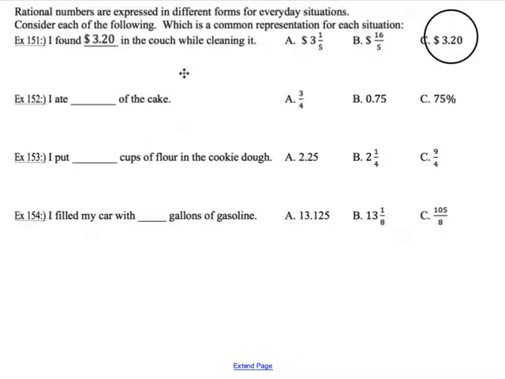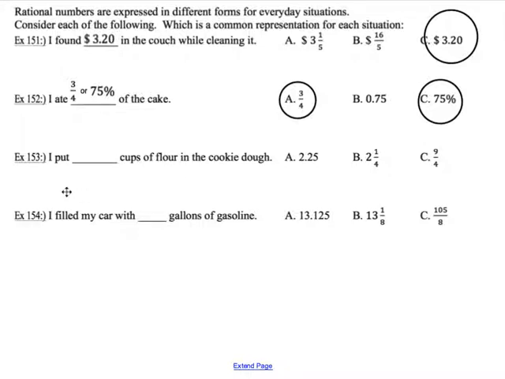$3.20. Example 152. I ate blank of the cake. Would you say I ate 3/4 of the cake, I ate 0.75 of the cake, or I ate 75% of the cake? Now this one, actually I think that both of these are commonly used. Both 3/4 and 75%. Probably 3/4 might be a little bit more common, but 75% would not be out of the normal for someone to use.